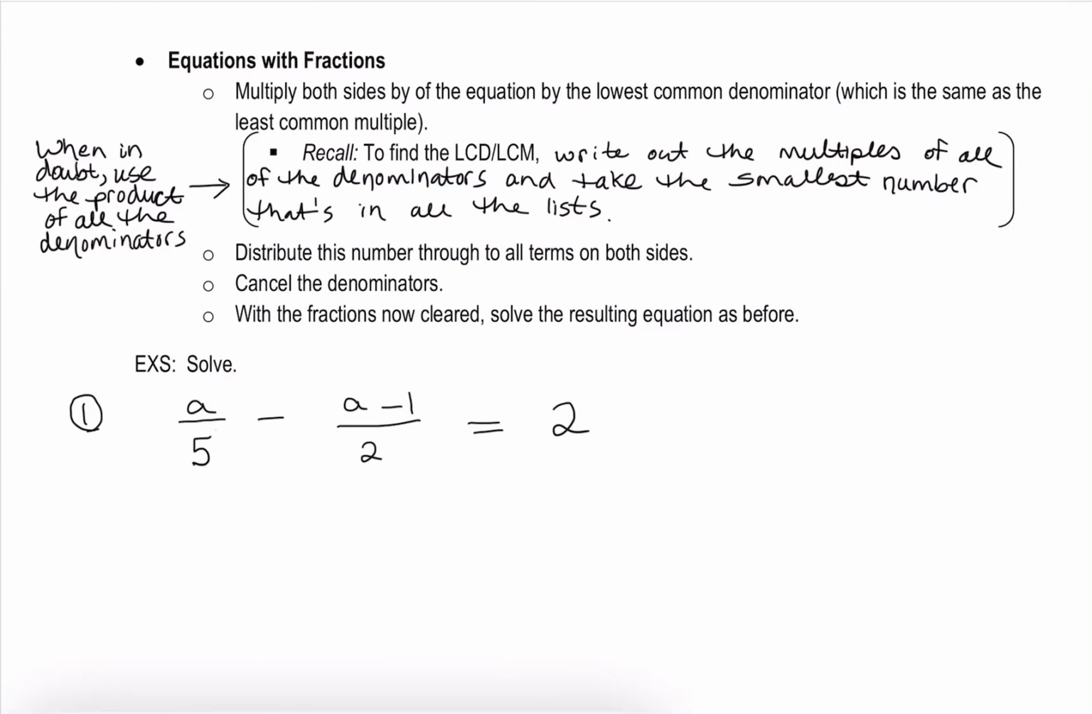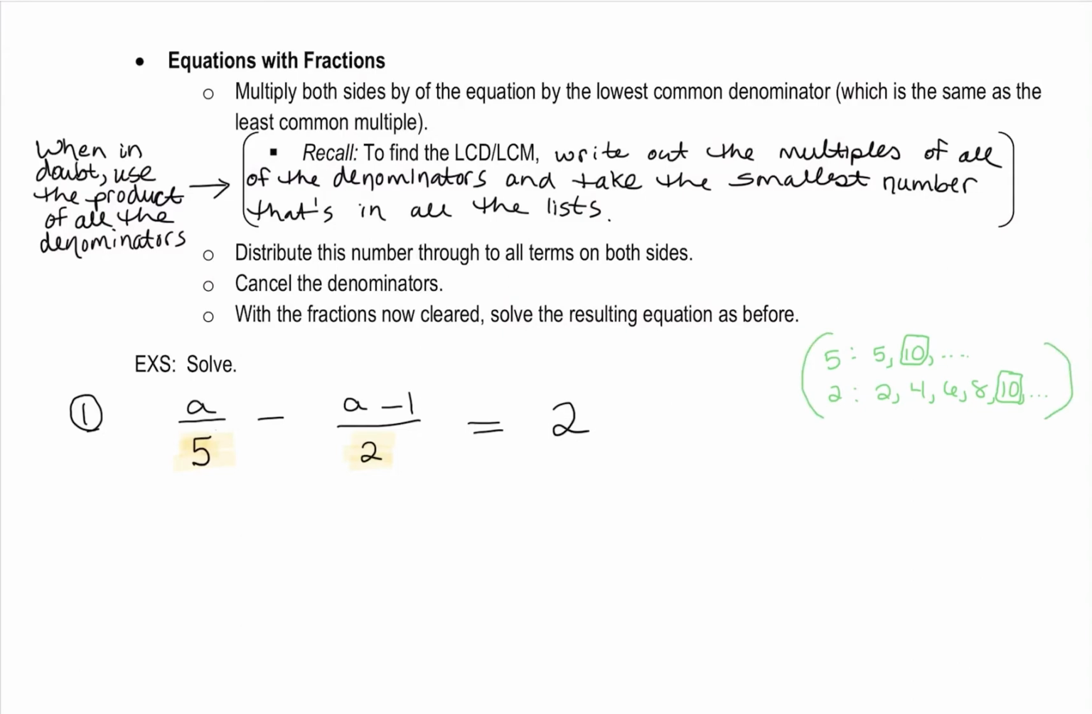So I'm looking at the denominators of 5 and 2, and the lowest common denominator is 10. If I went off to the side, the two denominators here are 5 and 2. If I wrote out the multiples of 2, it would be 2, 4, 6, 8, 10, and so on. And if I write out the multiples of 5, it's 5, 10, and so on. So we are taking the smallest number that is in both lists. And so that's one way to get there.